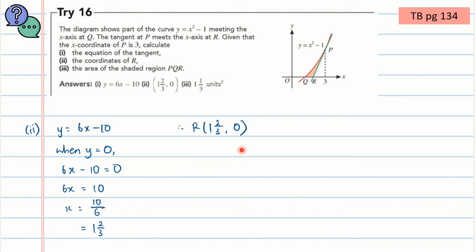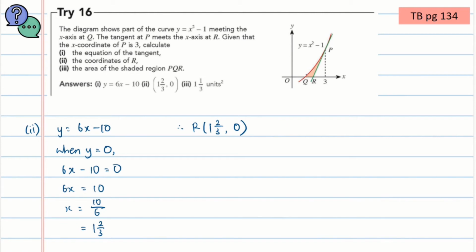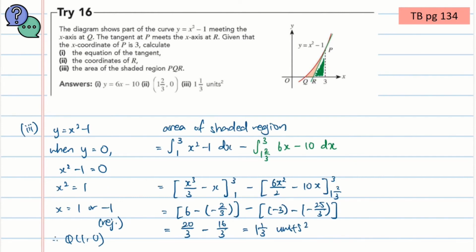Lastly, let's take a look at part 3, which is to find out this area. So let's develop a strategy to find out what this area is. This area can be seen as taking the area under the curve, which I am highlighting with these purple lines here. Okay, area under the curve minus away the area under the straight line, which is actually a triangle as well. Okay, and then I will be able to get the area of the shaded region that I want. So let's take a look at the solution.